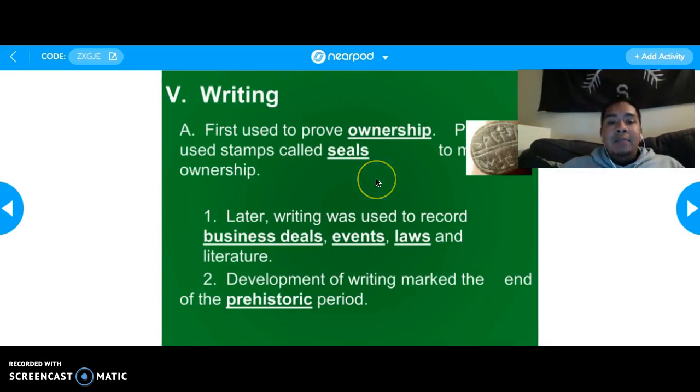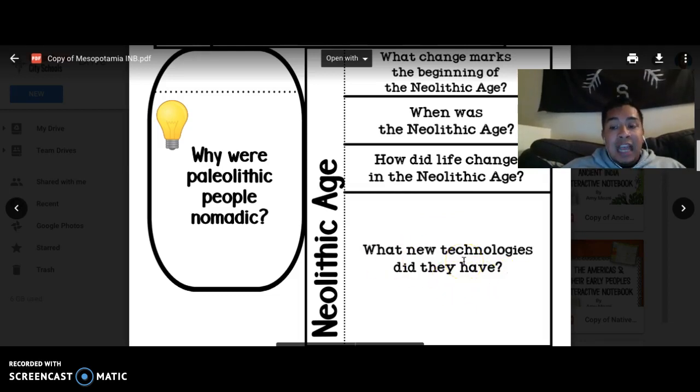And finally, writing began. They started writing because as people started to farm and do other jobs, they needed to trade. For example, if I was a farmer and someone else made pottery, I would trade what I grew for their pottery, and we needed a written record. That's why writing started during this time period. And of course, the development of writing marked the end of the prehistoric period. So another new technology that they have is writing.